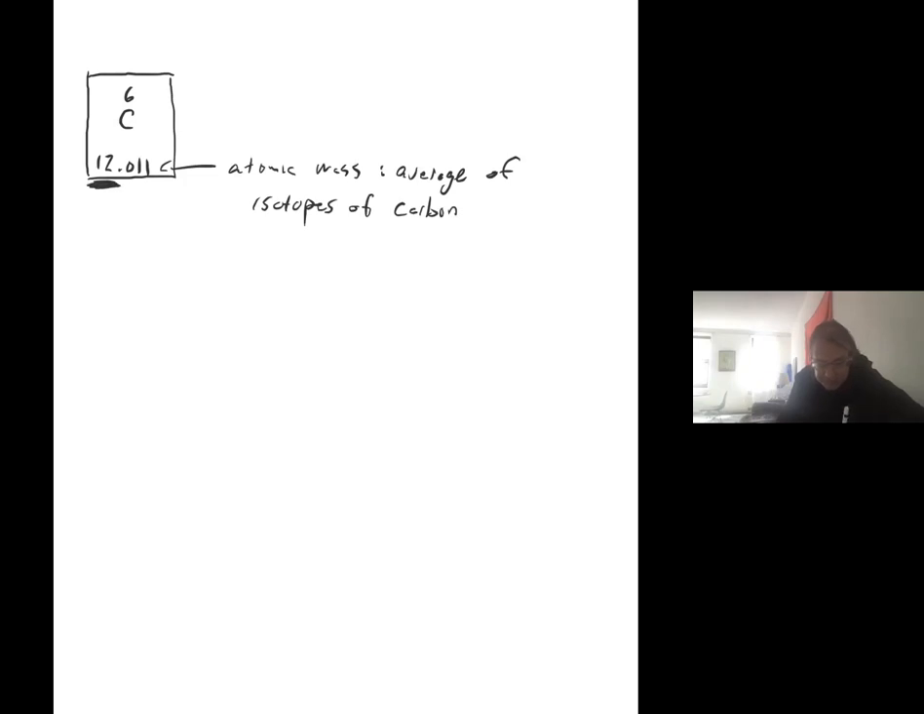What that means is 99% is carbon 12. Almost all of it's carbon 12. And then about 1% is carbon 13. And then 0.0001% is carbon 14. But if you do the weighted averages using those numbers, what you find is that, hey, you're going to get a number around 12.01.